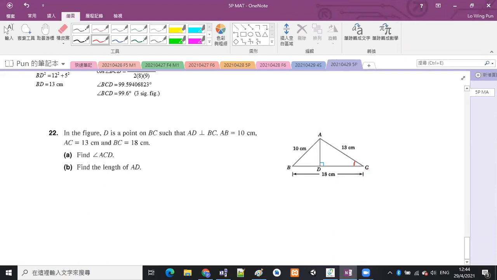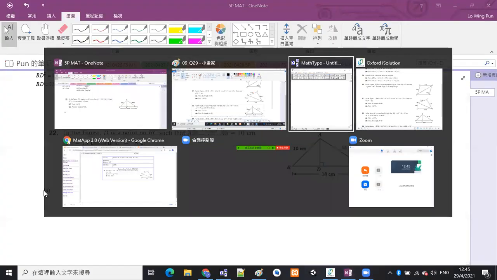In triangle ACD, we just have a 90 degrees and just have one length. So we have 2 pieces of information, which is not sufficient for us to set up an equation to find the third one. But in triangle ABC, we have 3 lengths. So it is sufficient for us to set up an equation to find the angle. So in part A, we are going to use triangle ABC first.